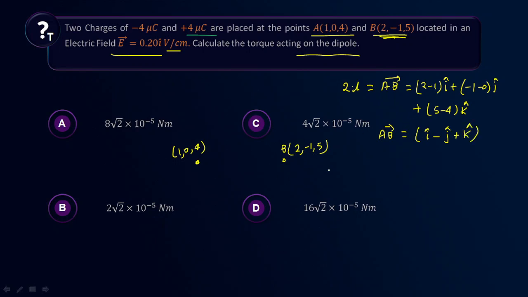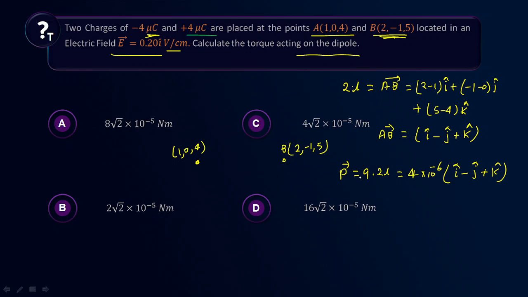Now, our dipole moment is how much? Can I say P will be equal to Q into 2L, this length. So it will be equal to Q, which is 4 microcoulomb, so 4 into 10 to the power minus 6 into (i cap minus j cap plus k cap). Yes or no?